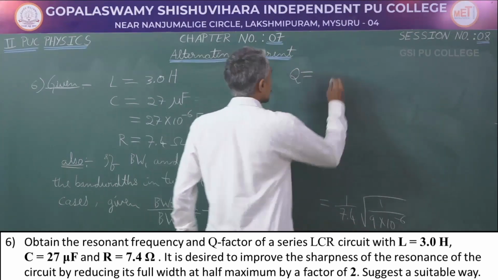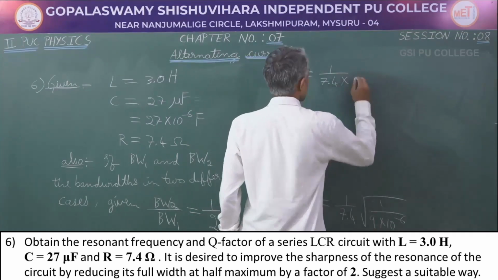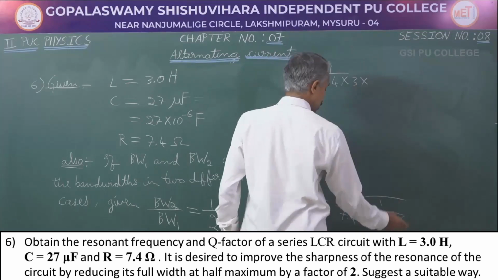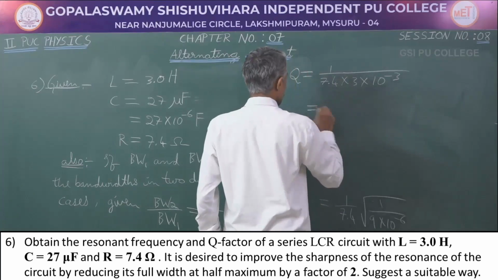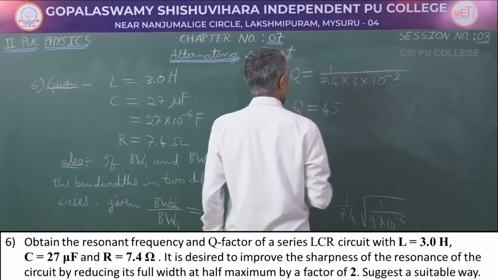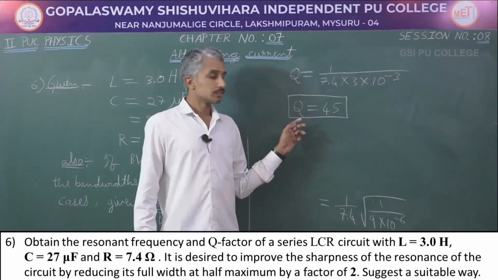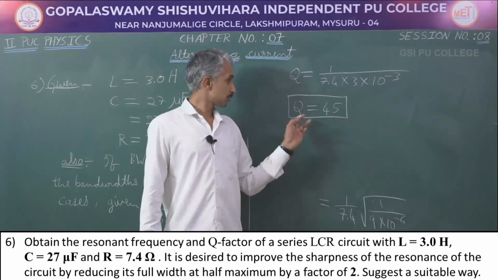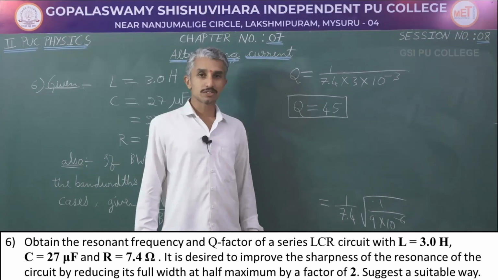So, further simplifying this, we will get the answer as 1 by 7.4 into root of 9, which is 3, and root of 10 to the power minus 6 is 10 to the power minus 3. Finally we will get the answer as 45. So, we have found the quality factor, the last part of the question. Now, we are supposed to increase the quality factor by decreasing the bandwidth to half the value.